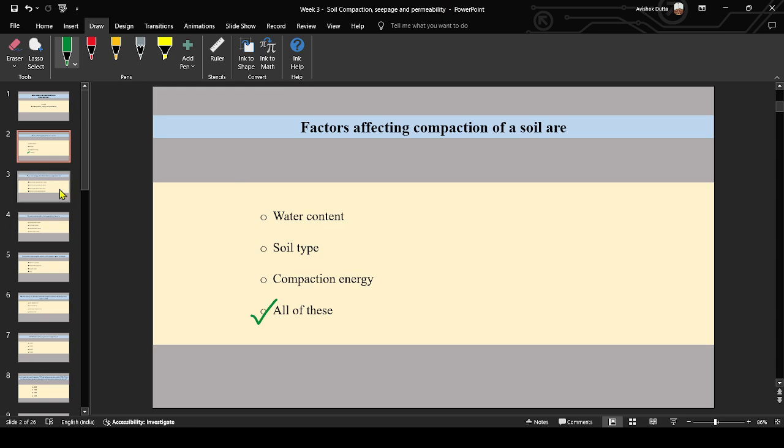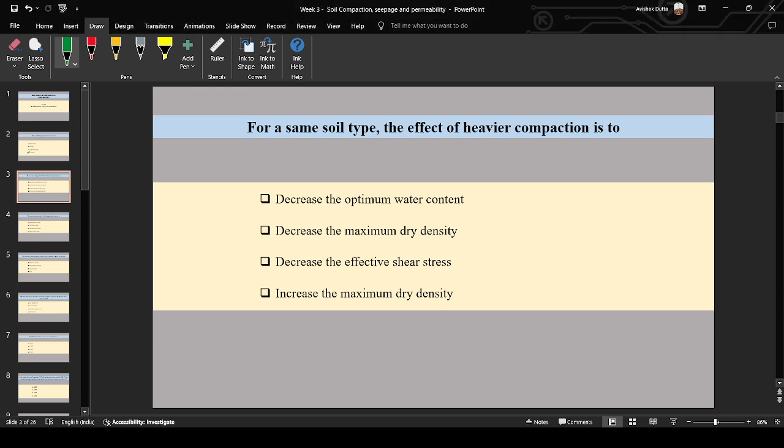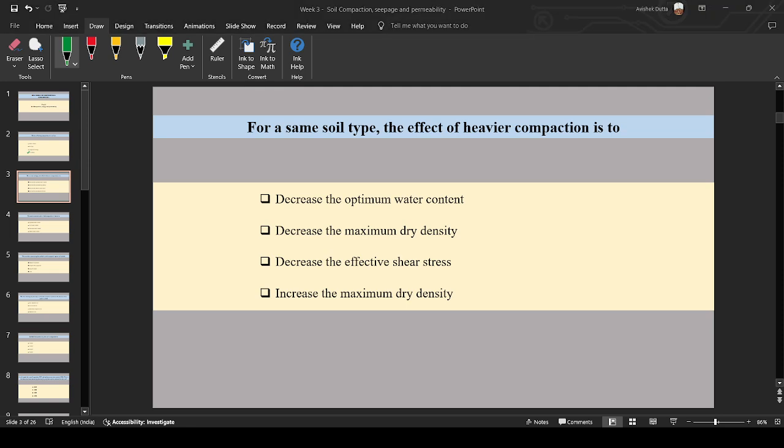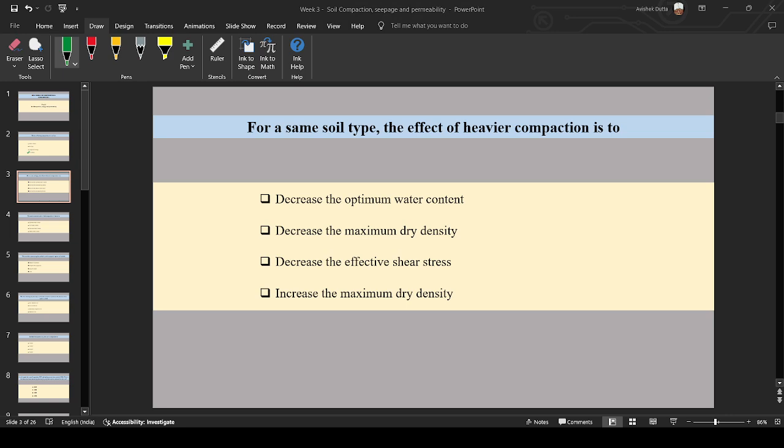Next question. Okay. For the same soil type, the effect of heavier compaction is 2. What is the answer? Any answer?